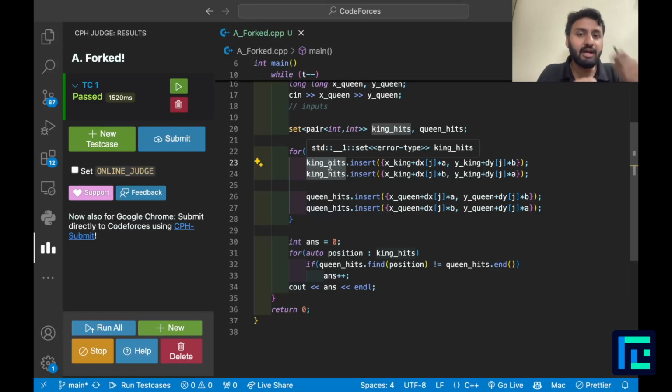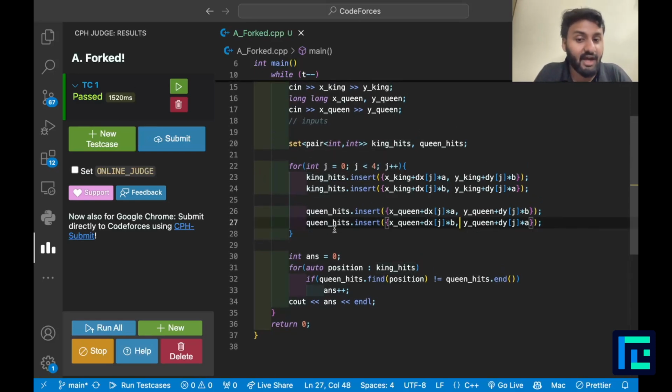Pause the video, try to picture this, do a dry run, and you will get what I'm talking about. And once you understand this, you can very well see that this is the same thing I'm doing on queen hits. So effectively, when I finally end the loop, I have inserted all the 8 possible cells very smartly, very quickly in the king hits also, and the 8 cells for the king hits in the king hit set, and 8 cells where the king could have attacked the queen in the queen hit set, sorry.